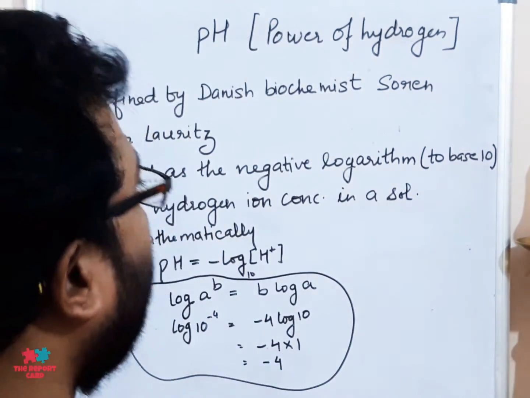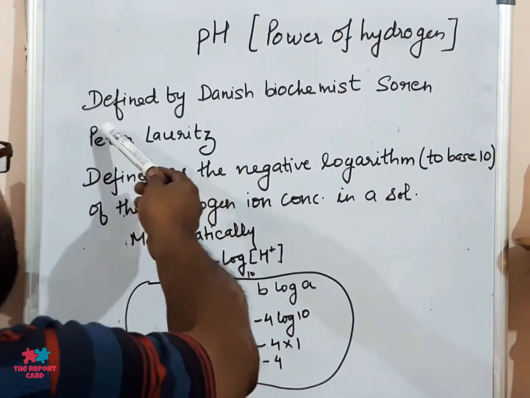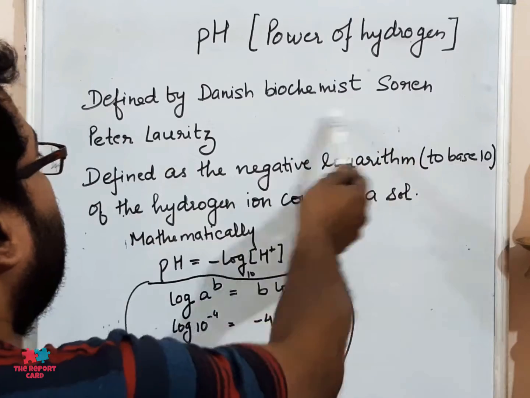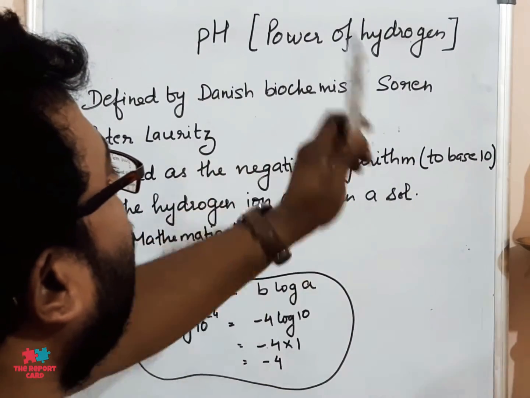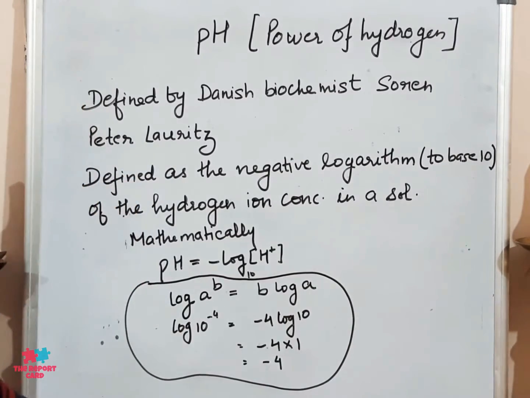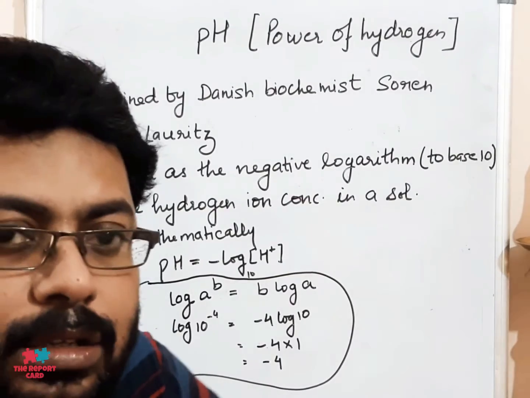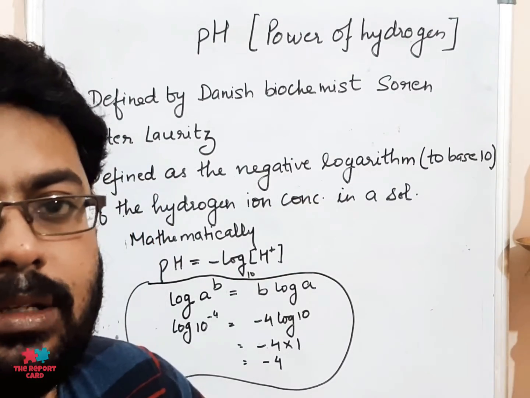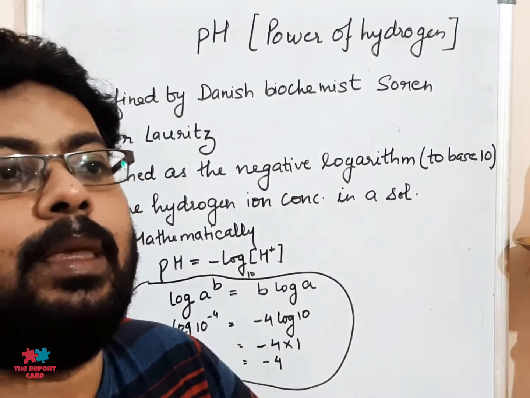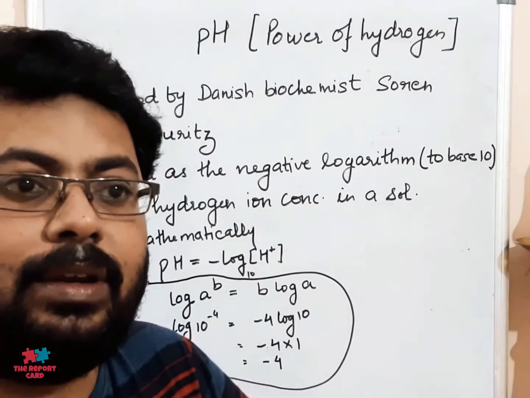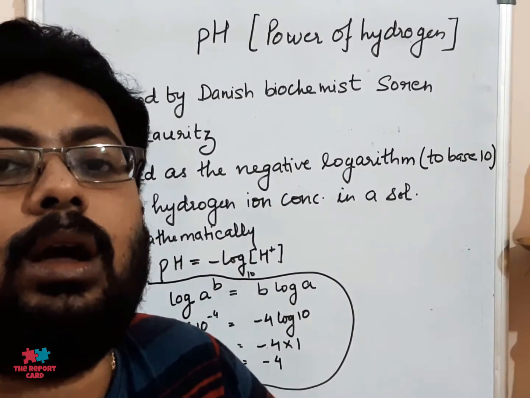When we are talking about pH, first of all, let me just tell you, it was defined by a Danish biochemist, Søren Peter Lauritz Sørensen, and it means power of hydrogen. What is the level of hydrogen ions present in a particular solution? That is what defines the pH of that solution. So if the number of hydrogen ions is more, then definitely the pH of that solution will be more acidic.